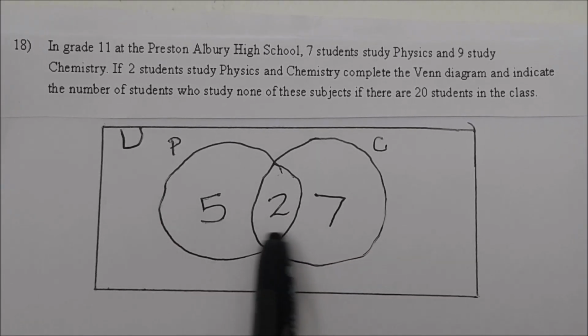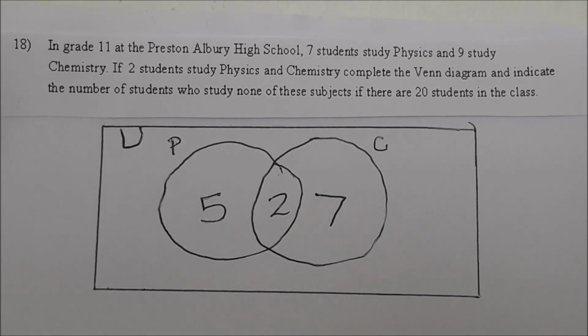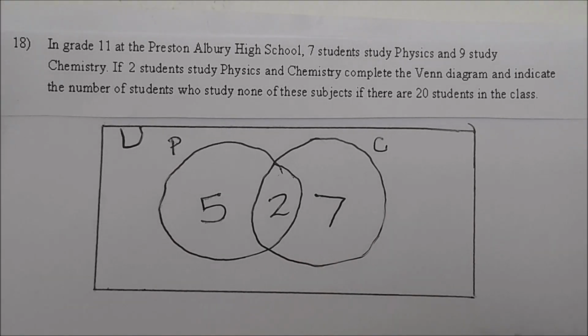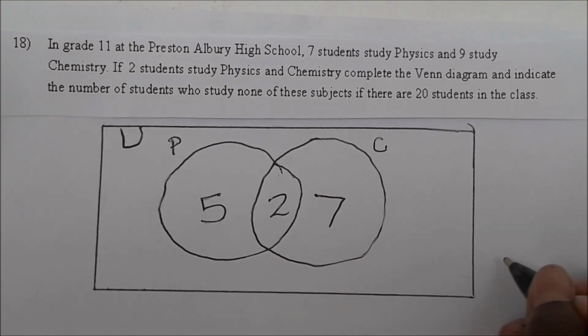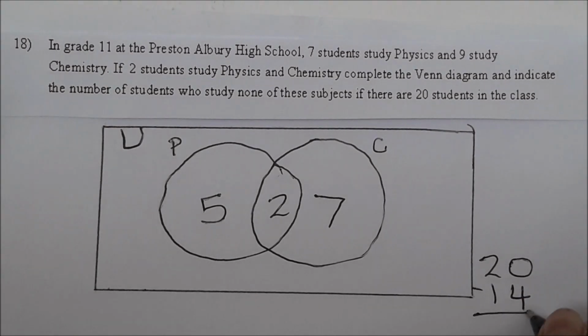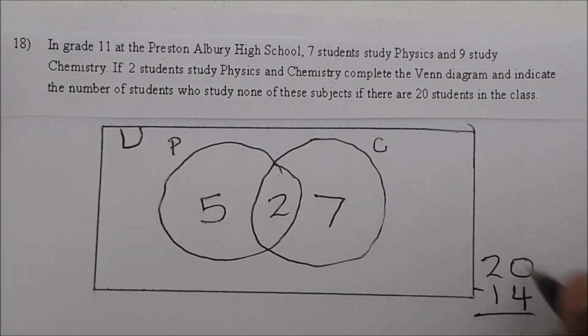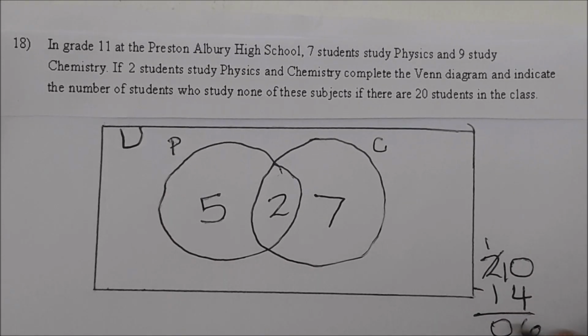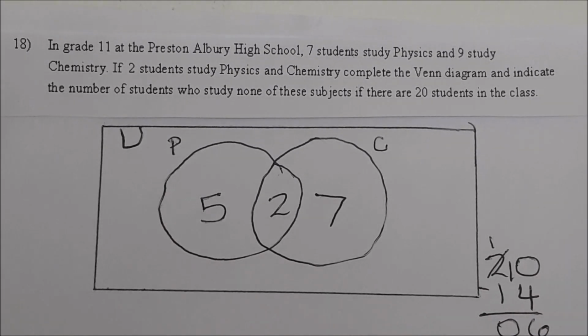5 plus 2 is 7. 7 plus 7 is 14. So what do you do? Subtract 14 from 20. Do rough work right here. Put 20, take away 14. Answer? 6. So put 6. Where would you put the 6?